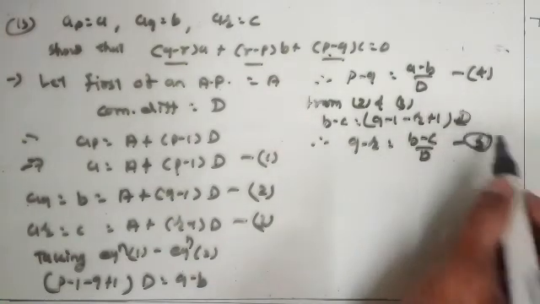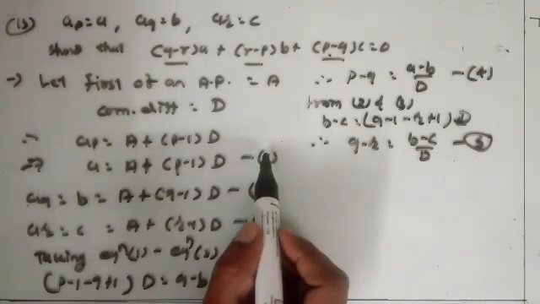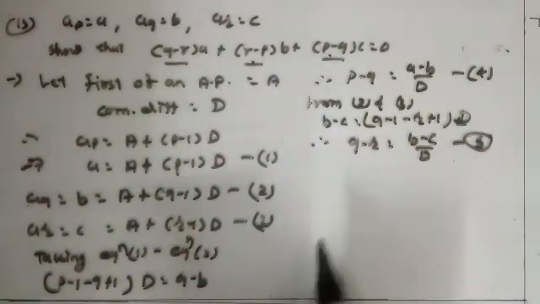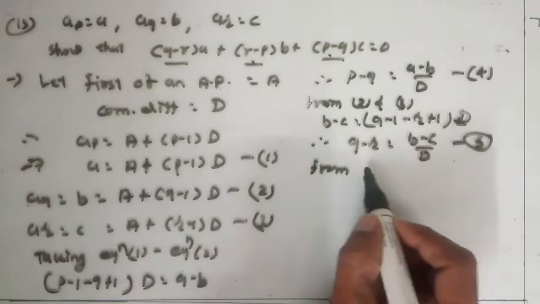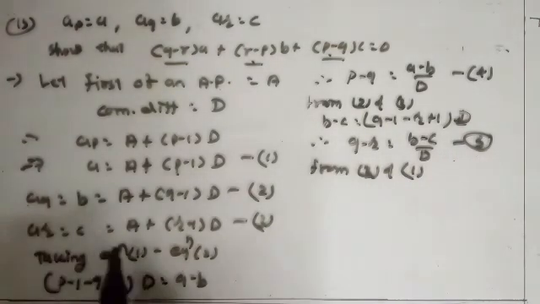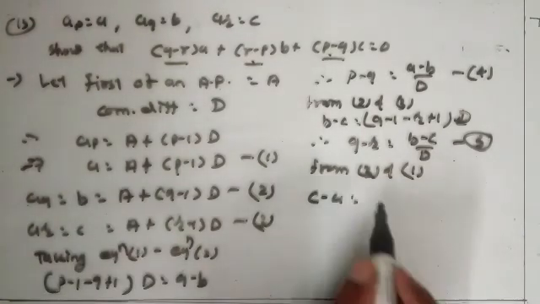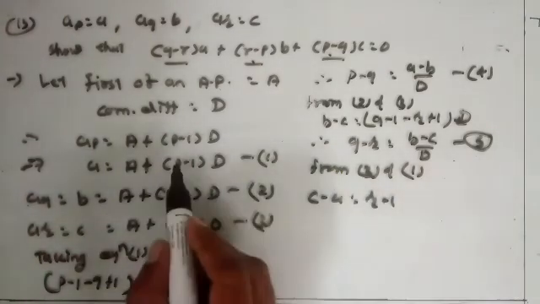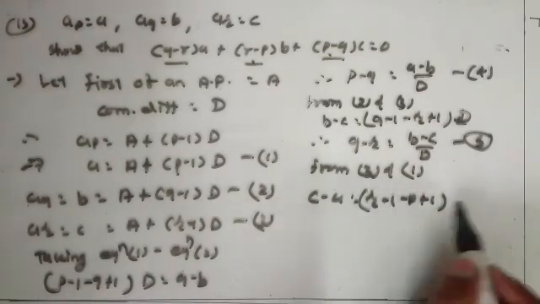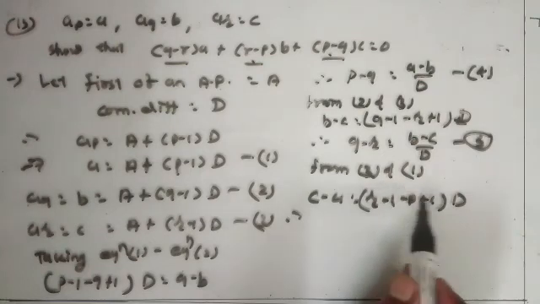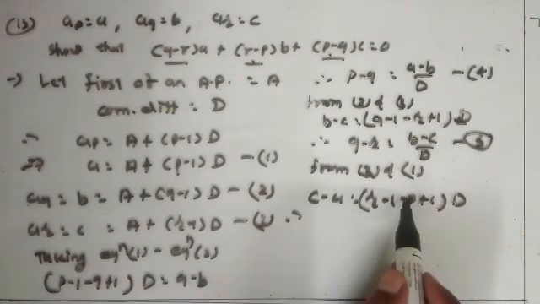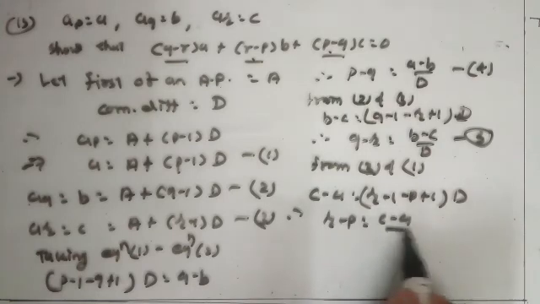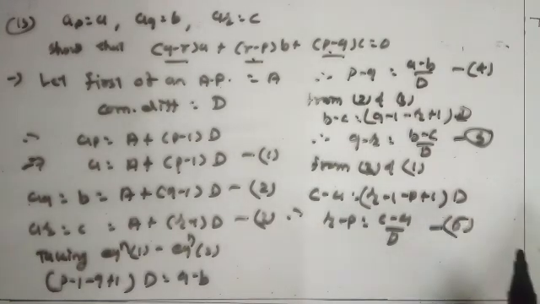Take this as result number 5. And from the 3rd and 1st, for r minus p, c minus a is equal to, A cancel, D common, (r minus 1 minus p plus 1) into D. Therefore, minus 1 cancel, r minus p is equal to (c minus a) upon D. Take this as result number 6. Clear?